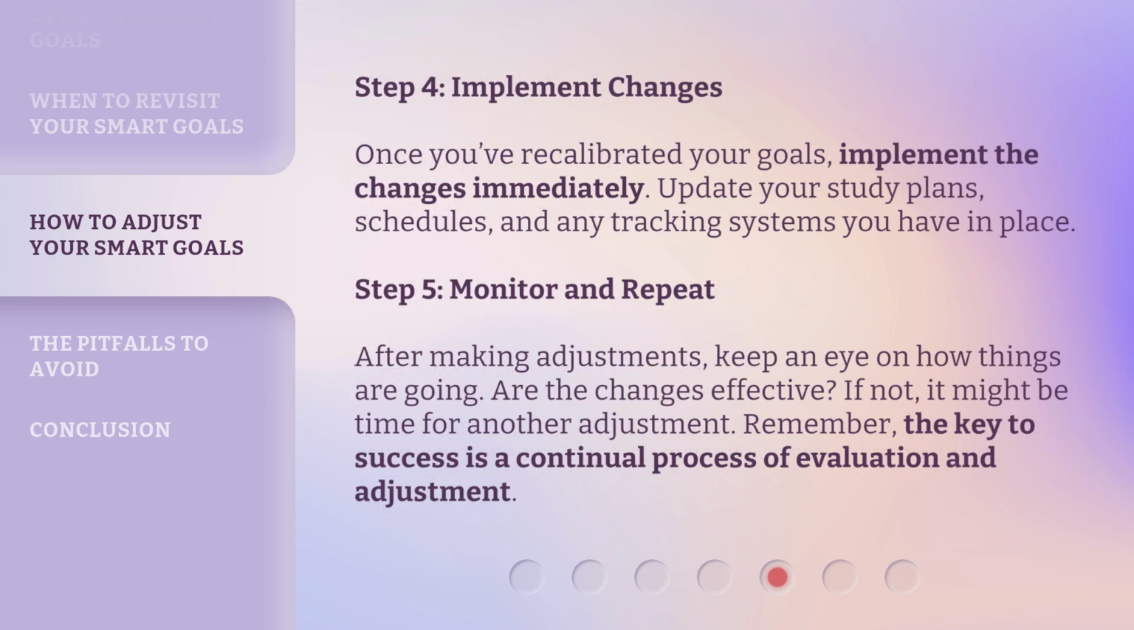Step 4. Implement changes. Once you've recalibrated your goals, implement the changes immediately. Update your study plans, schedules, and any tracking systems you have in place. Step 5. Monitor and repeat. After making adjustments, keep an eye on how things are going. Are the changes effective? If not, it might be time for another adjustment. Remember, the key to success is a continual process of evaluation and adjustment.